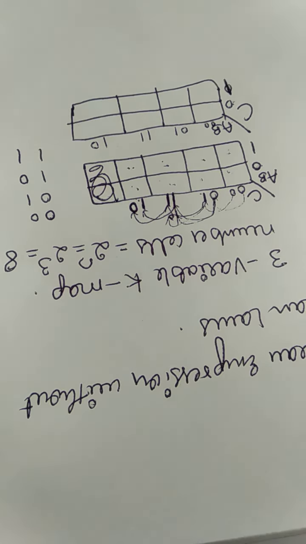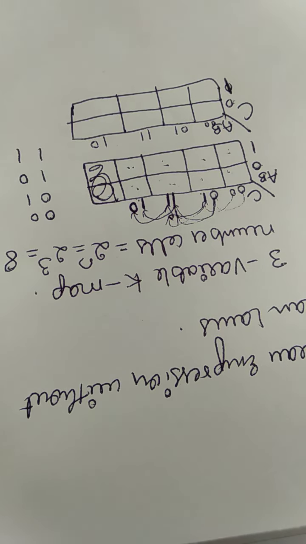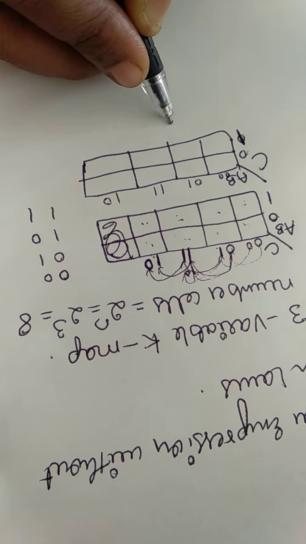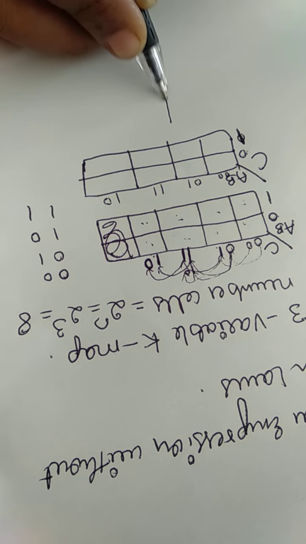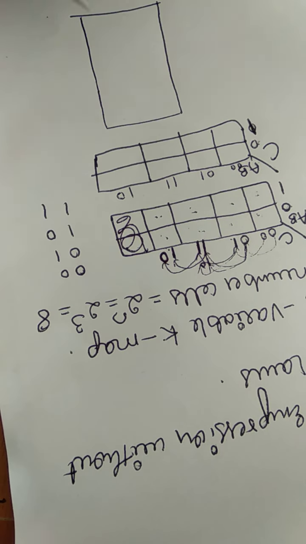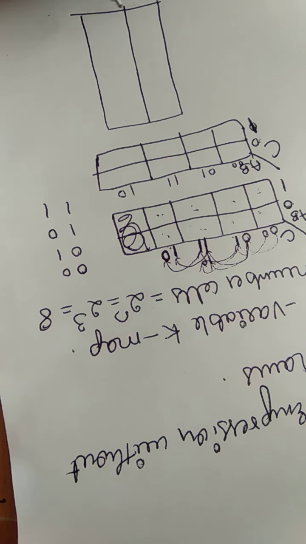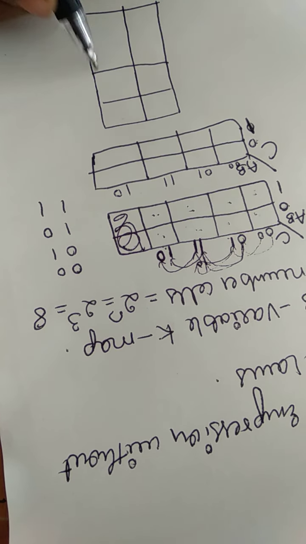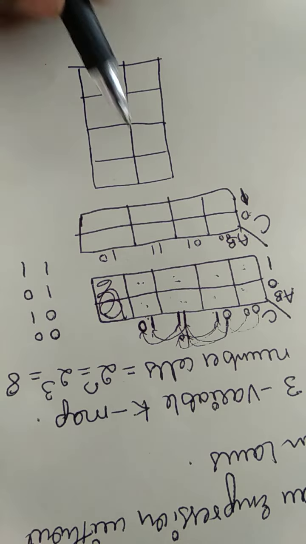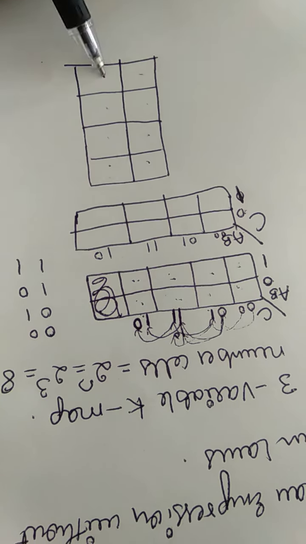Sorry, 1. So this is for 3 variable K-map. The number of cells is 8. You can draw vertical also for 3 variable K-map. That is vertical, how it will come. In this way, vertical. 8 number of cells: 1, 2, 3, 4, 5, 6, 7, 8.